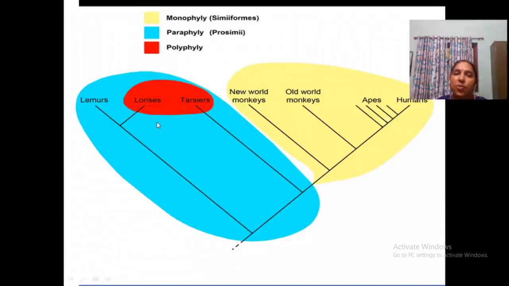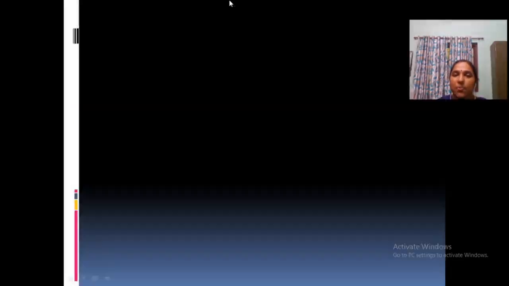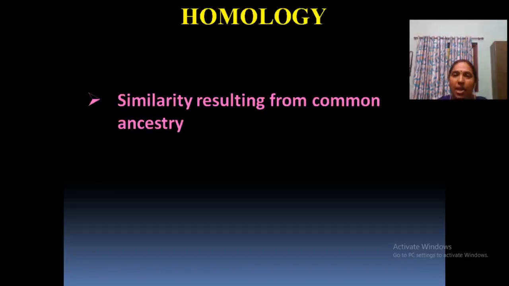But when you consider only this one, excluding this, it is paraphyly. When you consider this all together, that is monophyly. Okay. Now we are moving on to some of the important aspects of studying these relationships.